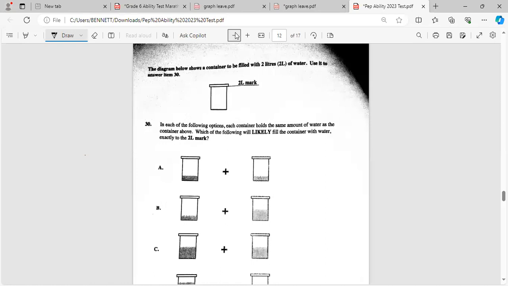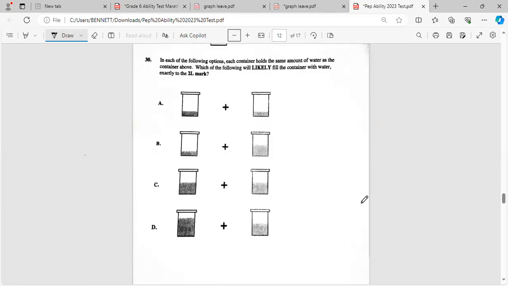The 2-liter mark? No, allow him now, guys. That's why his sister volunteered. That's rude.